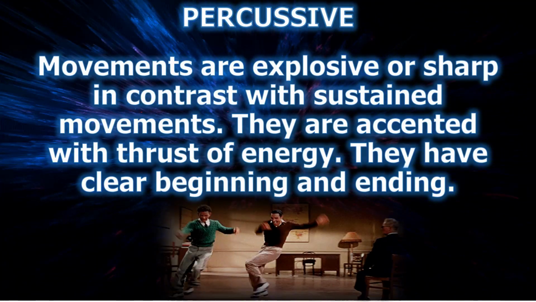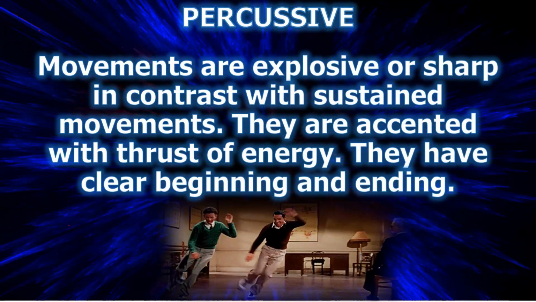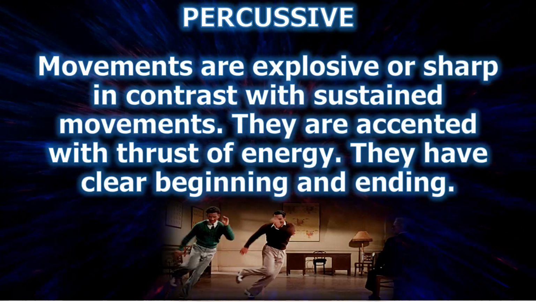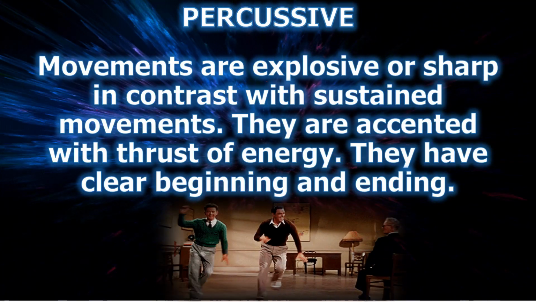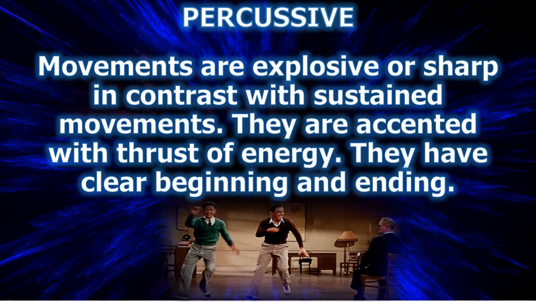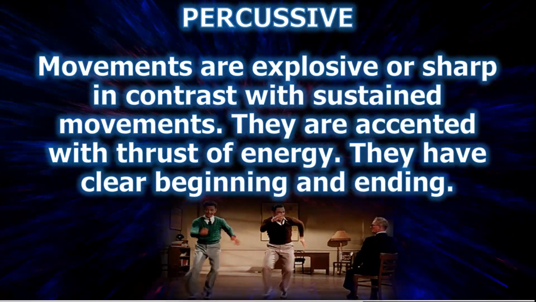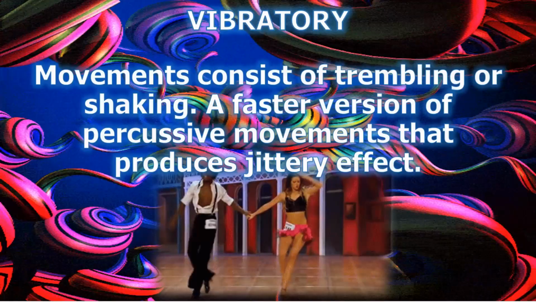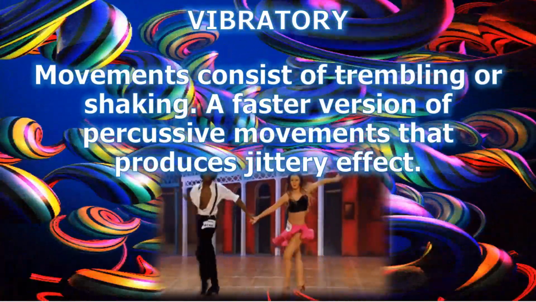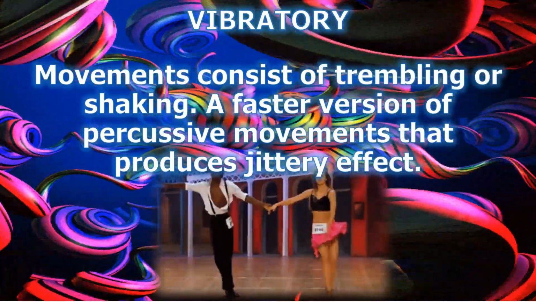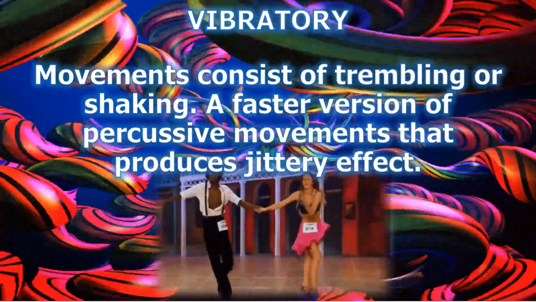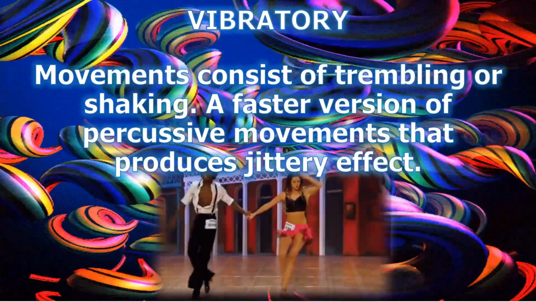The next dance energy is percussive. Movements are explosive or sharp, in contrast with sustained movements. They are accented with a thrust of energy. They have a clear beginning and ending. Another dance energy is vibratory. Movements consist of trembling or shaking, a faster version of percussive movements that produce jittery effects.